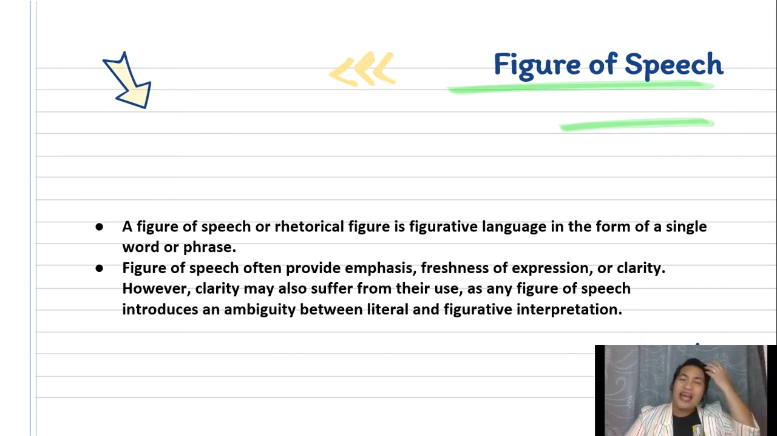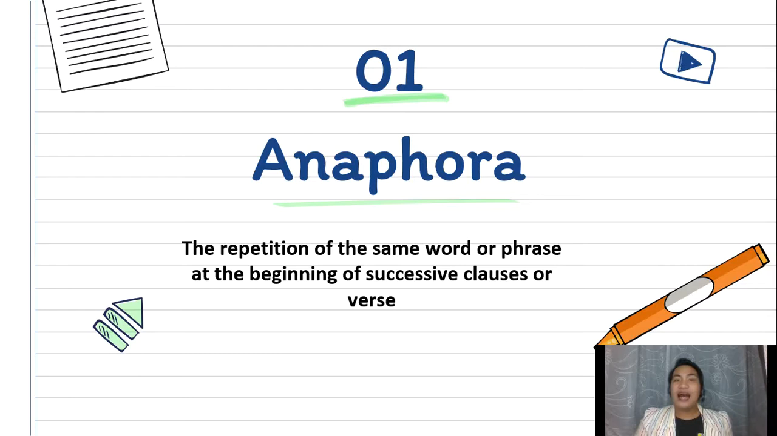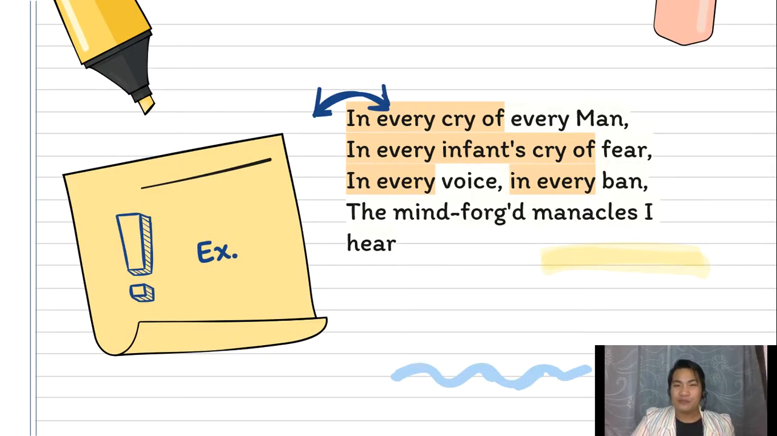Number 1 is anaphora, the repetition of the same word or phrase at the beginning of successive clauses or verse. For example, in every cry of every man, in every infant's cry of fear, in every voice, in every ban, the mind-forged manacles I hear.